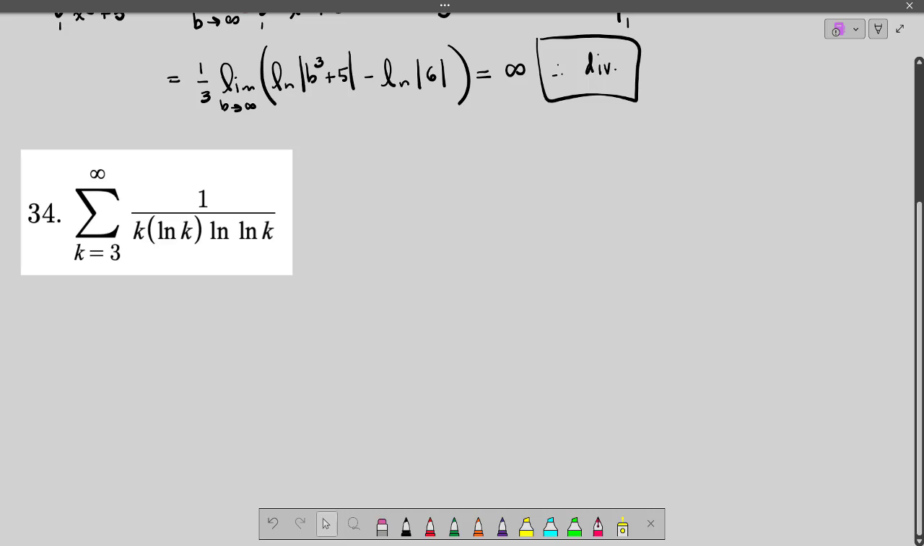Okay, now we have one of these totally funky ones, a bunch of natural logs in here. So when we were doing improper integration, we saw that the integral of 1 over x diverged. We also saw that 1 over x times natural log of x, so x ln x in the denominator, diverged also.